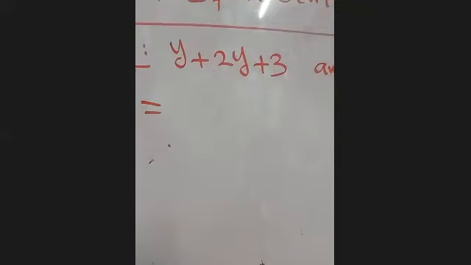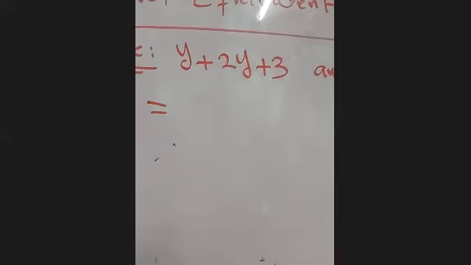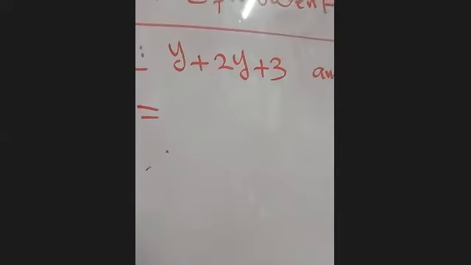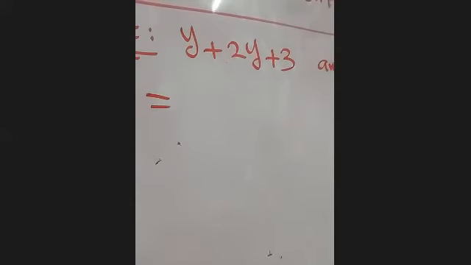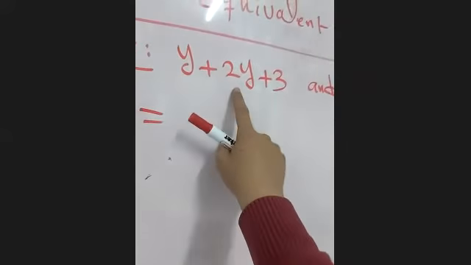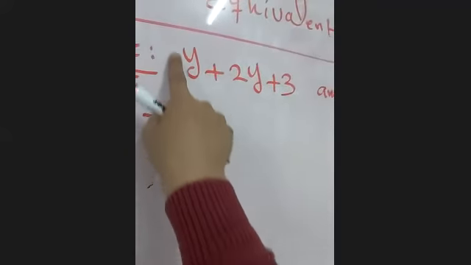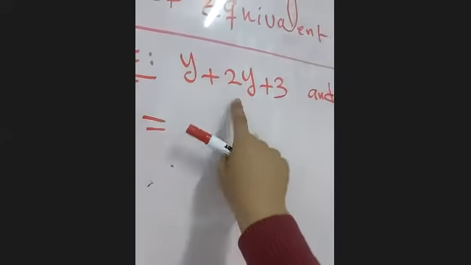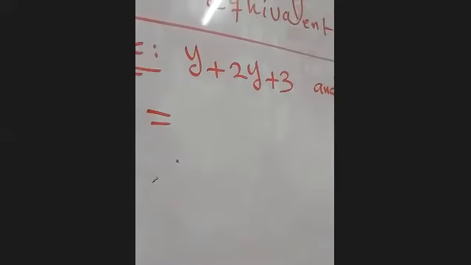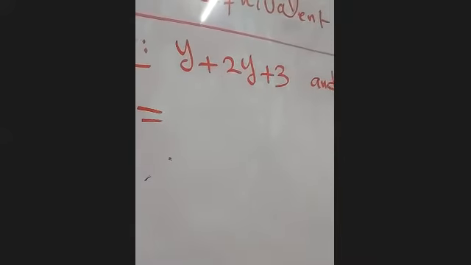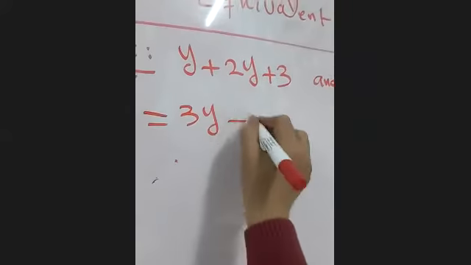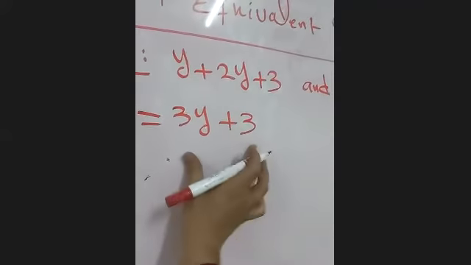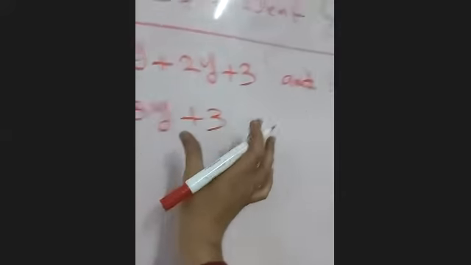Look at the board. Do we have like terms? Yes, 1y and 2y. Here we have 1, but we don't write the 1, okay? 1y plus 2y, how many y? Equal 3y. And the 3, I have only this number 3, so it comes down.